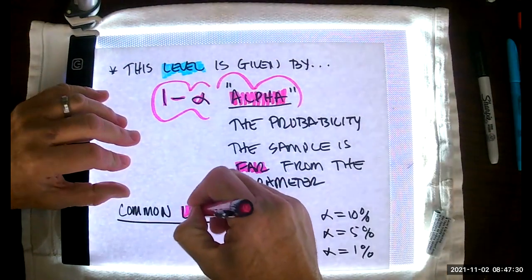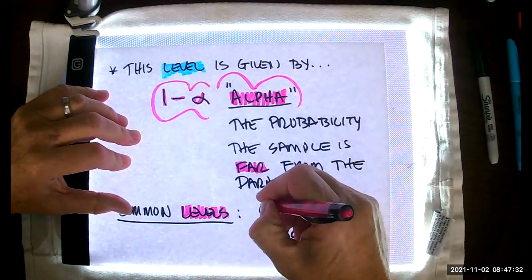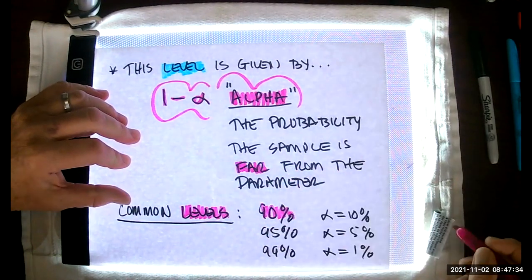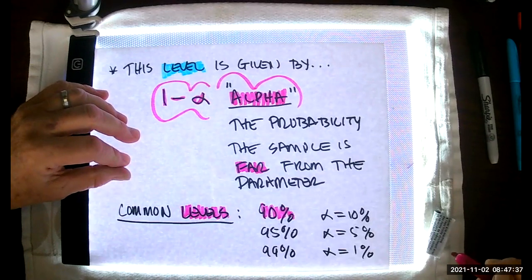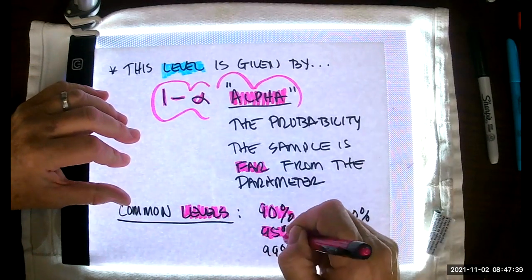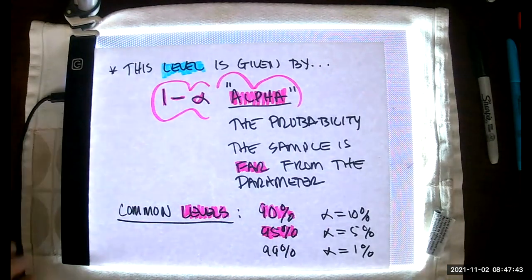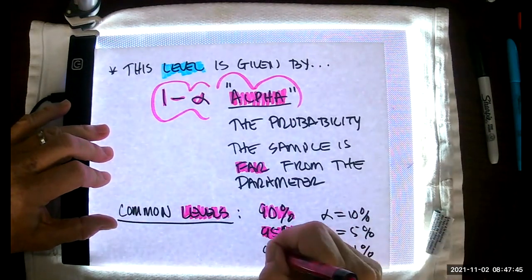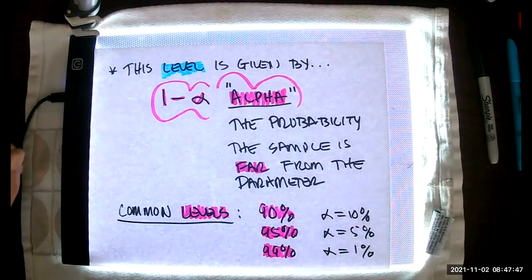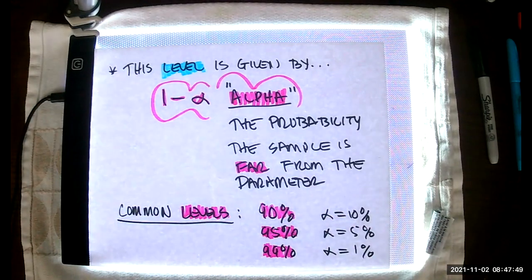And common levels of confidence are the 90% level of confidence. That means my alpha is 10%. The 95% level of confidence, which means alpha is 5%. And then the 99% level of confidence, which means the alpha is 1%. Now, what does all of that actually mean?